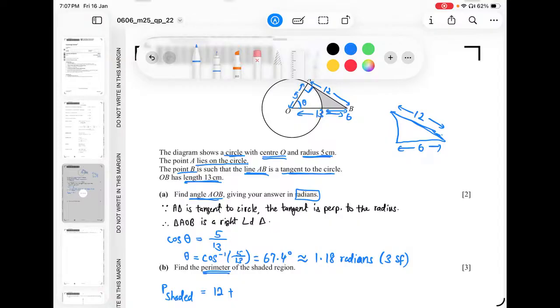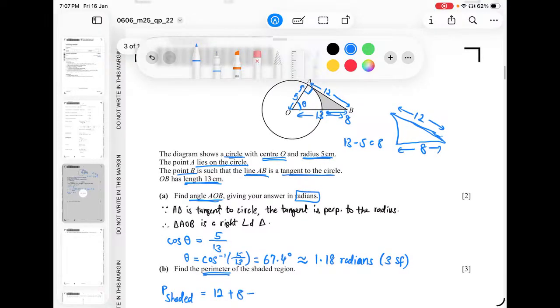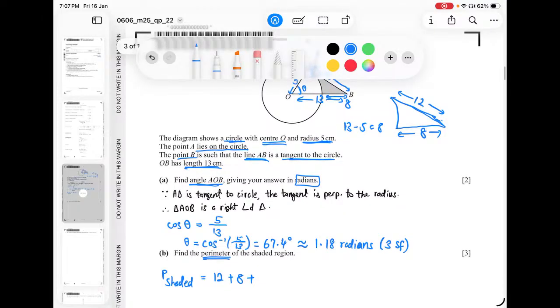No, sorry, it's going to be 8. It should be 8. And how did I get this 8? It's just the whole OB minus the radius, which is 13 minus 5, which is going to give you 8. So then you add this 8 with the arc length.